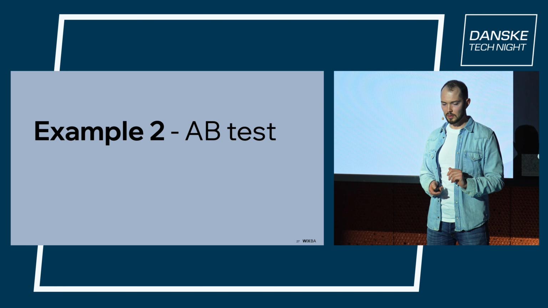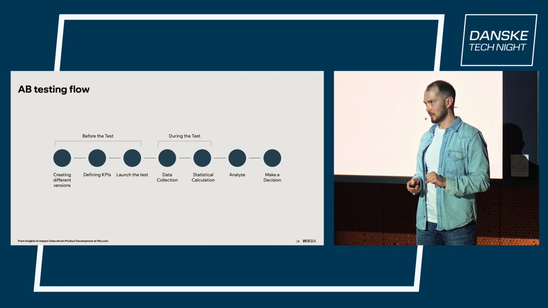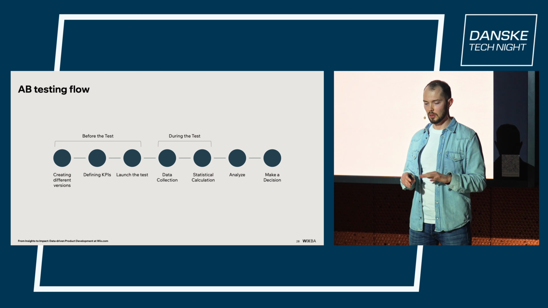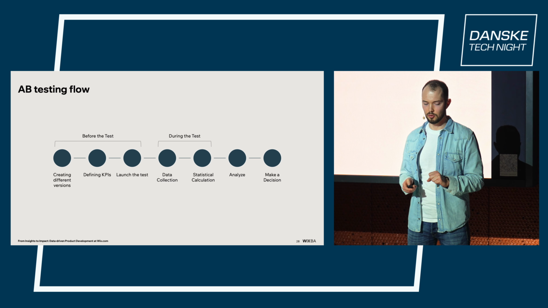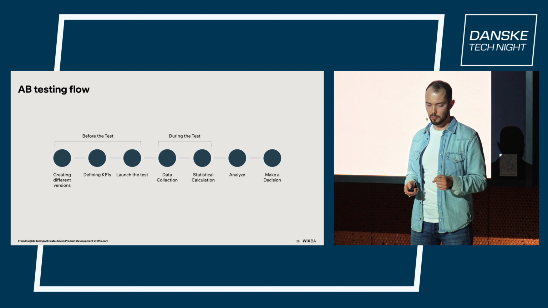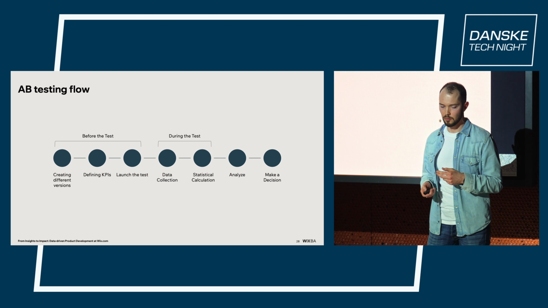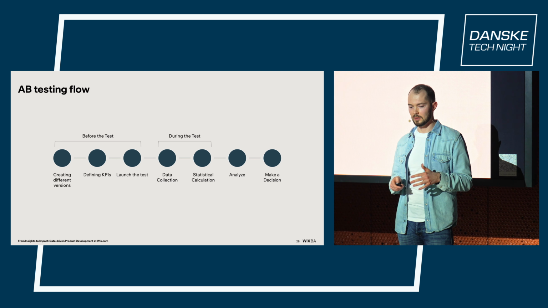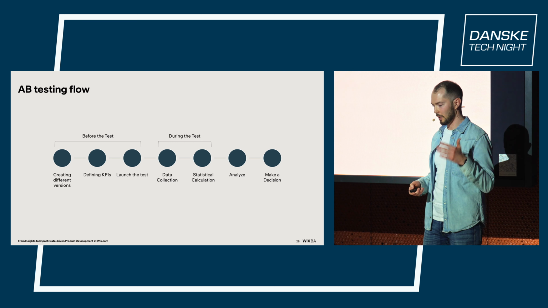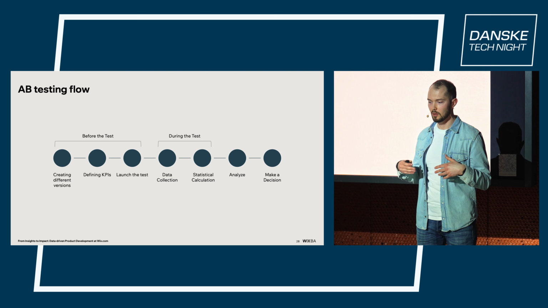Then another one is a simple A/B test. This is the flow of A/B tests at Wix. So let's say we have a reason for an A/B test and we decide to do it. The first step is obviously to develop different versions for the feature. It can be 2 versions, it can be 3, it can be more. Usually it's 2 or 3 for us. When you have the versions, the analyst defines the KPIs and goals for this test. And when we have the versions and the KPIs defined, we launch the test.